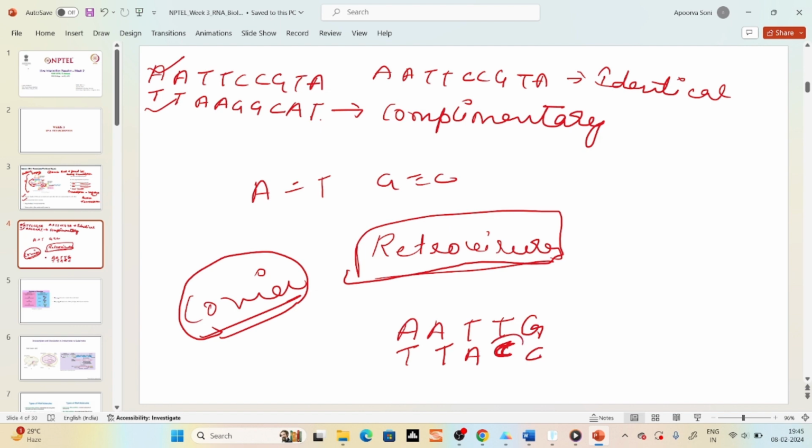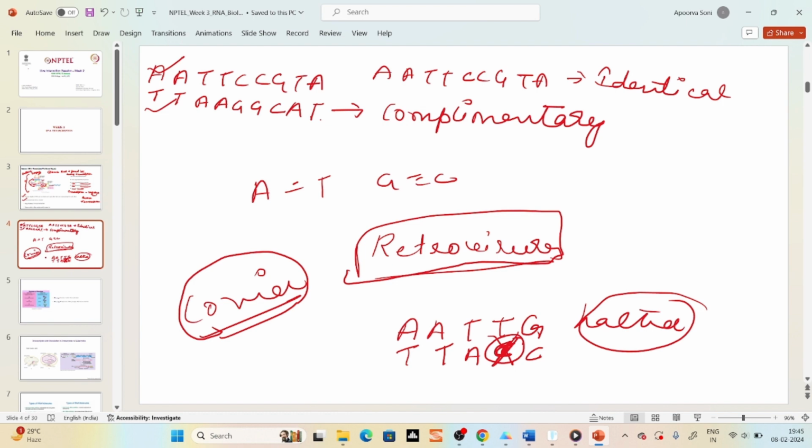Okay, now this is a mismatch. So while proofreading, during DNA replication, they will see this mismatch and they will try to correct it. So this mismatch would be repaired, and if there are chances that some incorrections cannot be repaired, then the DNA replication is halted. So this mutation is not passed to the generations, but in the case of RNA, the mismatch is not repaired, so that mutation is passed on.